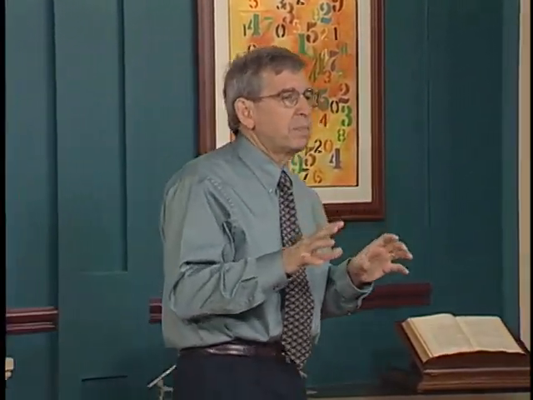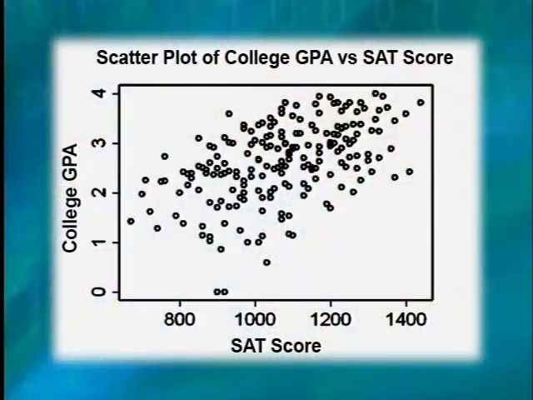So the first step that we want to take in discussing these pairs of numbers and seeing whether they move together is a visual one. Let's see how we can represent pairs of numbers in an effective visual way. So here is a visual representation of such a phenomenon. Namely, this is a description, a visual representation of data about a bunch of students.